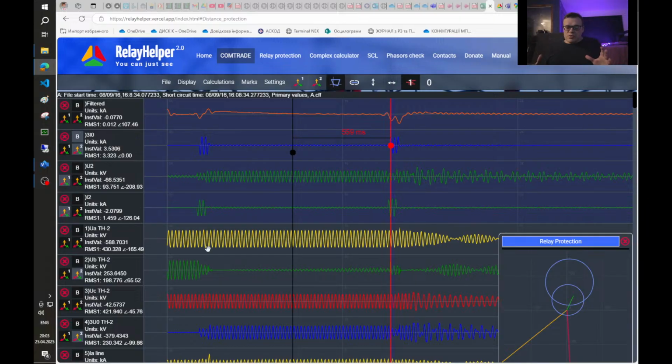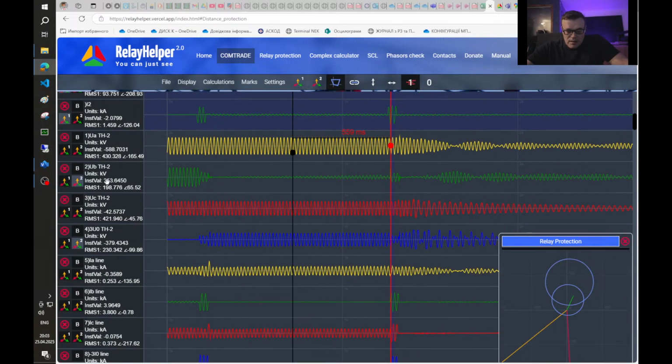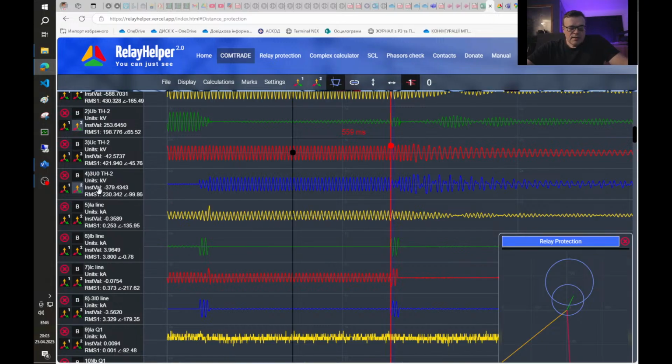So what I want to add is that during a single phase IR cycle, these phase selectors are switched to their own trip, and if there is a short circuit on the healthy phases, these phase selectors make 3-phase trips.